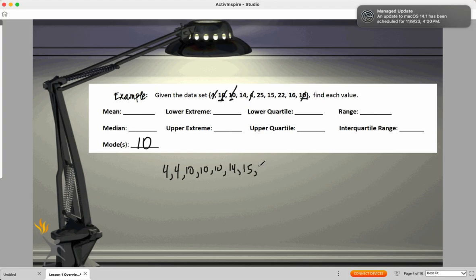14, 15, 16, 22, and 25. All right, 22, 25. So that's all mine in order. So let's go ahead and do our median from here.